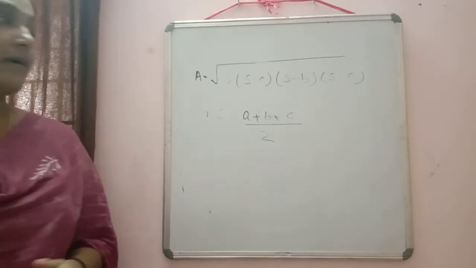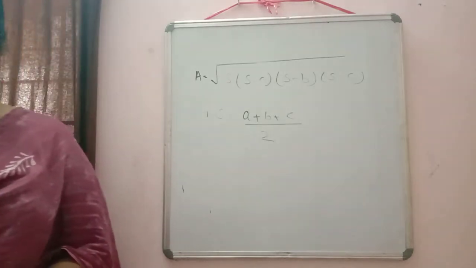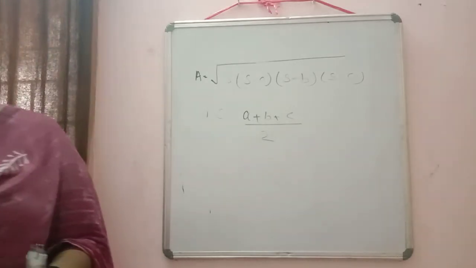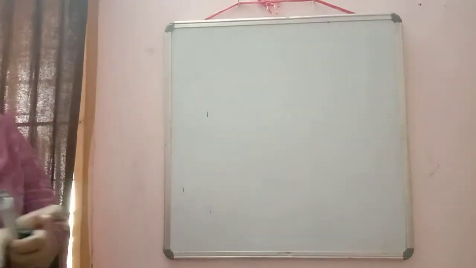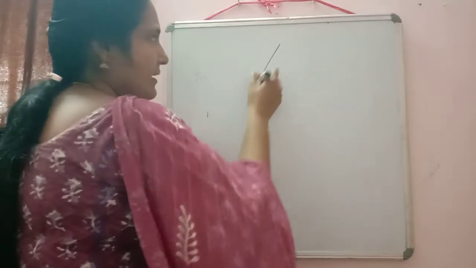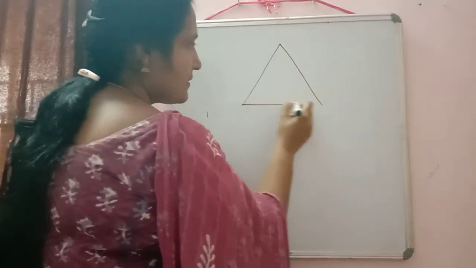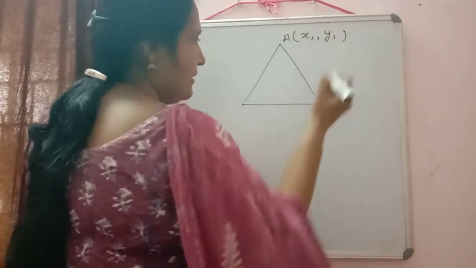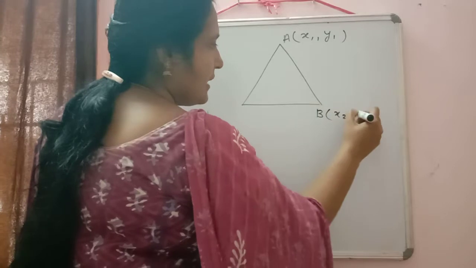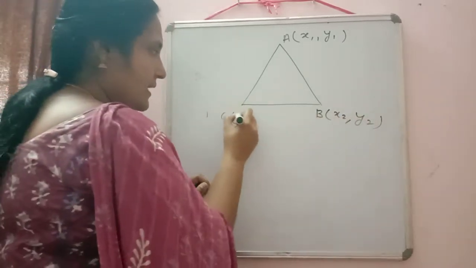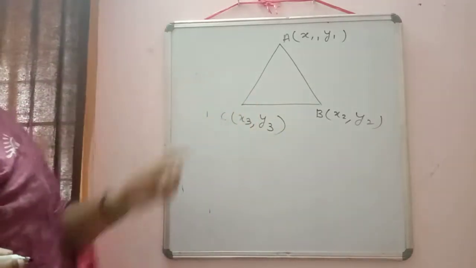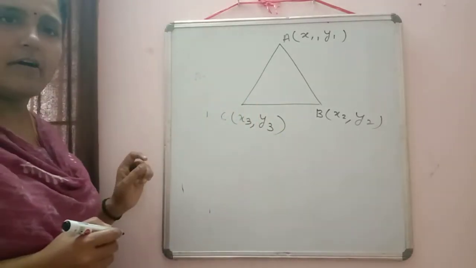Now in this section we'll study how to calculate the area of a triangle when its coordinates are given. So let us move to the next topic, that is area of triangle. Suppose we have a triangle ABC whose coordinates are A (x1, y1), B (x2, y2), C (x3, y3). So the coordinates of the three vertices are given. How will we calculate the area of this triangle?